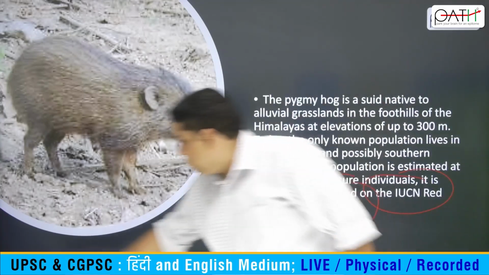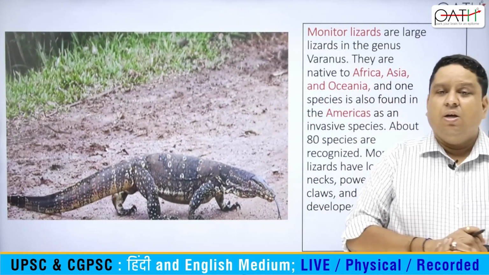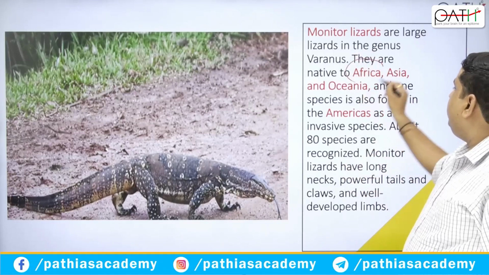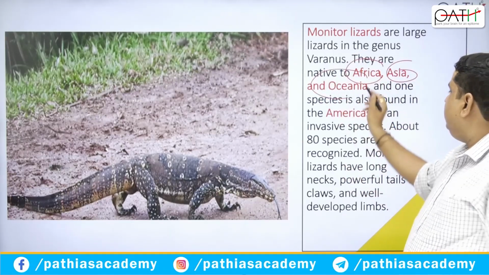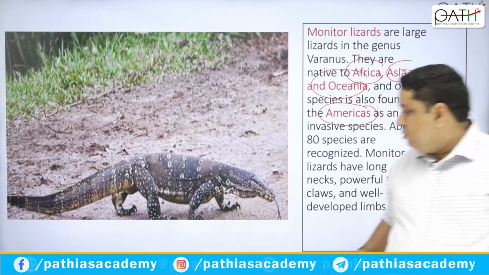Next comes the monitor lizard. The monitor lizard is a very common species here. It can be found in Africa, Asia, Oceania regions, and it can also be found in America. Okay.